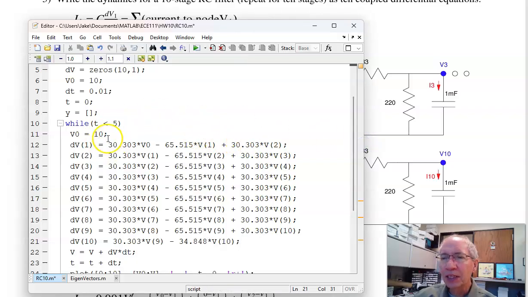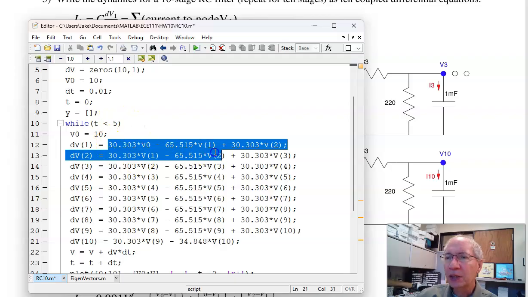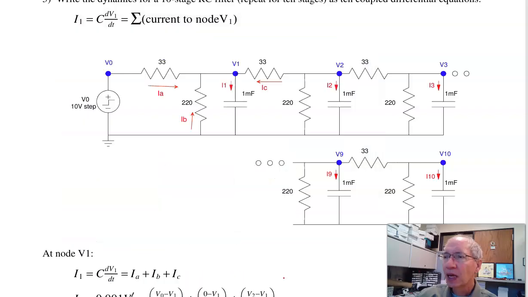At any given time, I know the voltages. Here's my input voltage, a 10 volt step on the left. I can calculate these differential equations, find the change in V1 through V10, integrate, move forward in time, and repeat. Now to do that, I need to know what these numbers are. That's a function of your circuit. I need to come up with that differential equation.